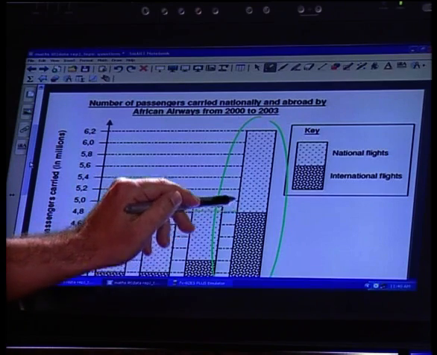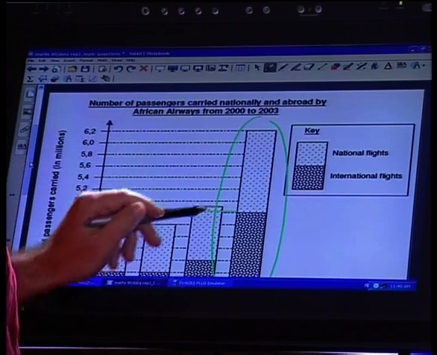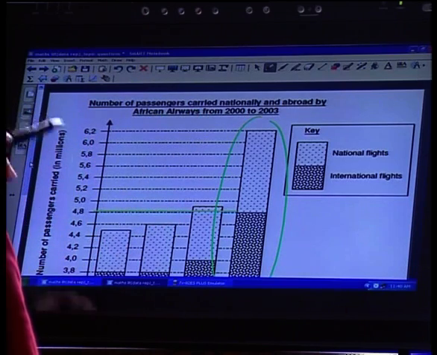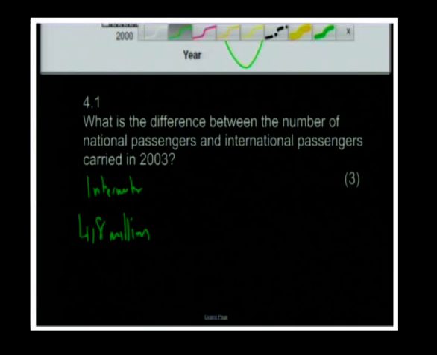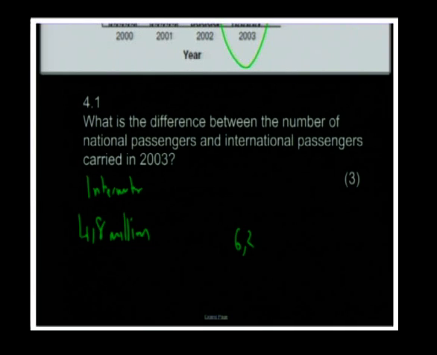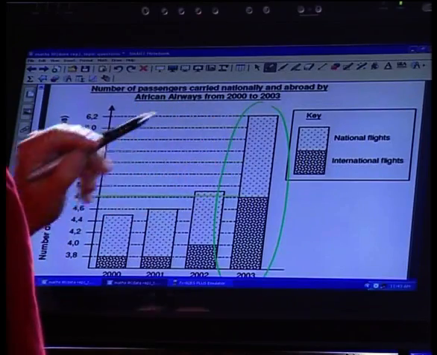So what we need to do to find the number of national flights is say 6.2 minus the 4.8. So for our national passengers, we need to have 6.2 million minus the 4.8 million. Let's just put an M for million, and that comes out to 1.4 million passengers. So we have 1.4 million passengers represented by this part of the bar chart.